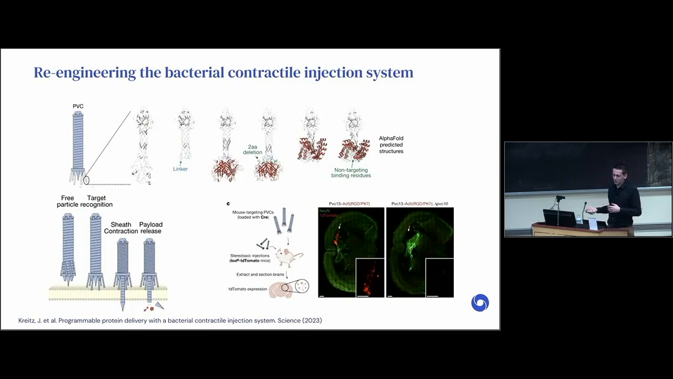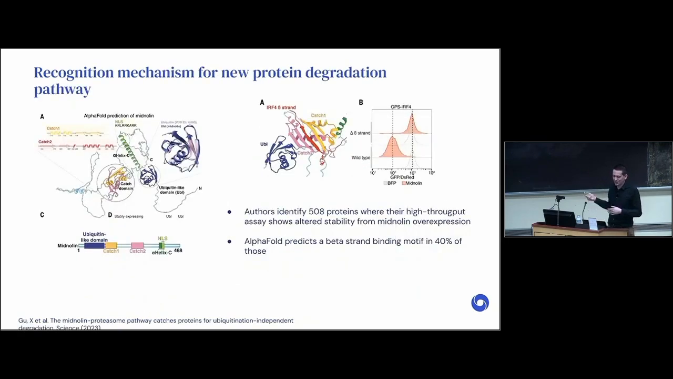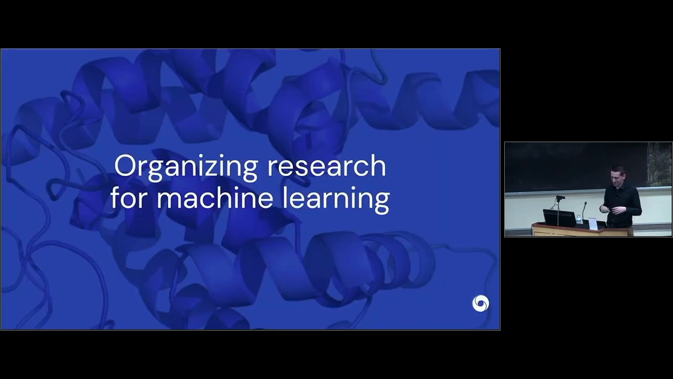Some really exciting work on, this is all, by the way, external work that we weren't involved in. It's great fun when people use your tools to do fun things, right? Engineering targeted protein delivery into cells. I think it's really exciting where the thing that people really needed to know was the geometry of the linker and how this recognition works so they could replace it with a protein design. They've shown that. Some really interesting work on a new protein degradation pathway, and I'm skipping all this because I was too optimistic.